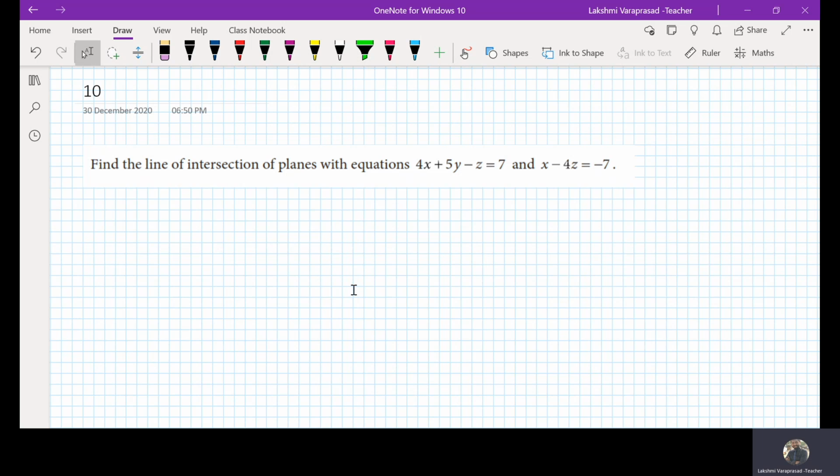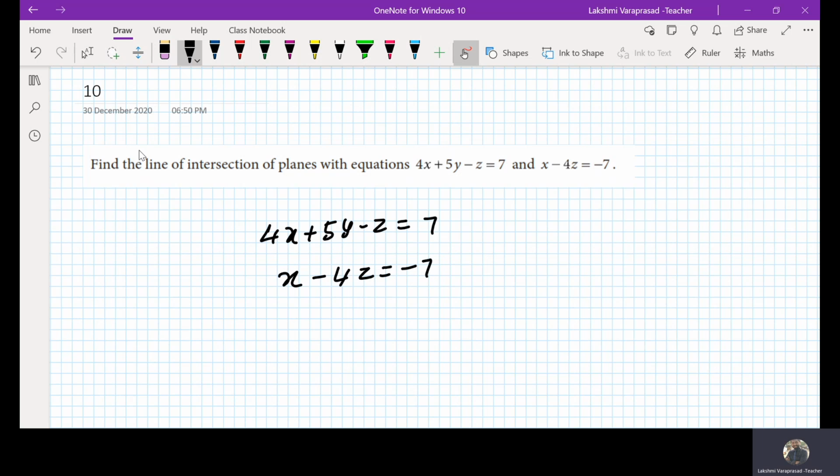It will be very, very simple. Let me solve it. Find the line of intersection of the planes with the equation. Just try to write it, and then we'll do the normal procedure. So 4x plus 5y minus z is equal to 7, and x minus 4z is equal to minus 7. We have these two equations.